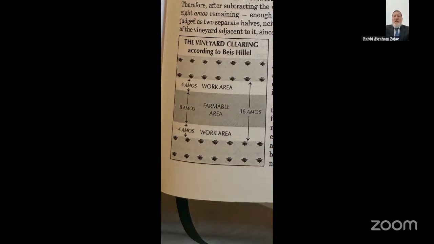Now add it all up together. 4 ammas to the top, the 8 ammas of the farmable area, another 4 ammas of the empty avoda area. So now you have a 16 amma total. Now we'll read it inside. That no, he's more lenient. 4 ammas is not enough. 8 ammas is not enough. Okay, so what do you need to have? You need to have 16. Gevaldig.